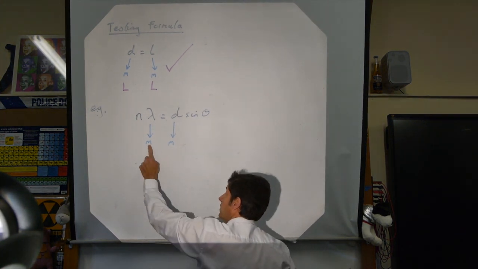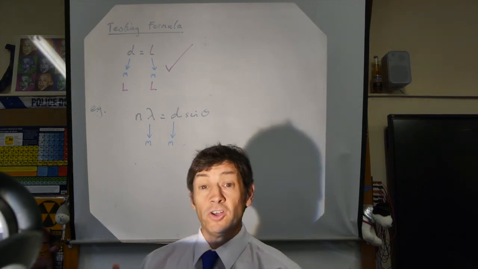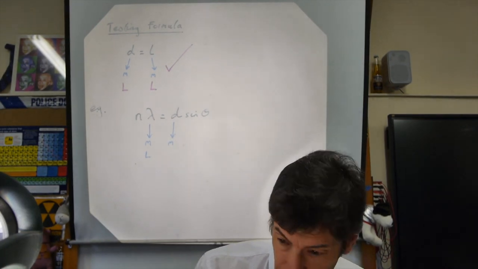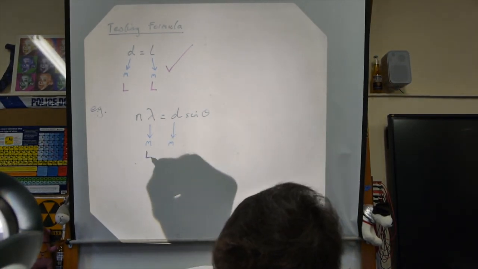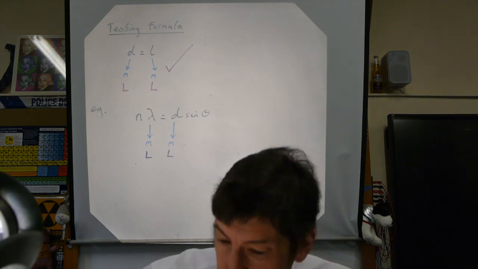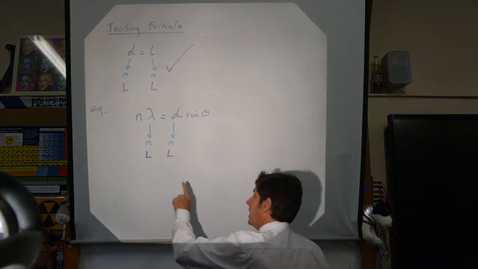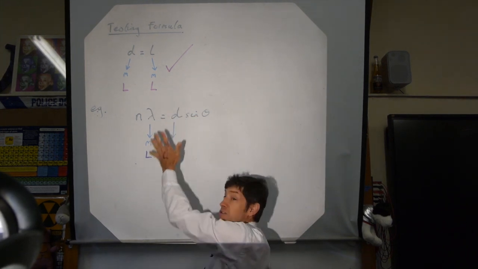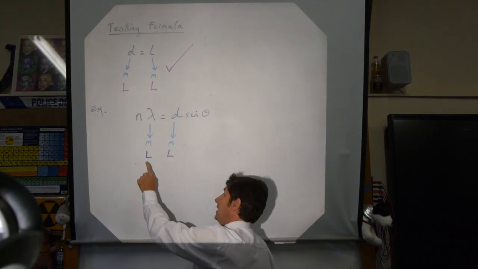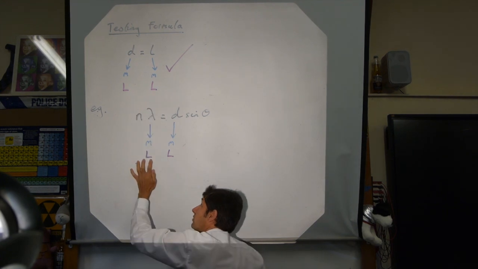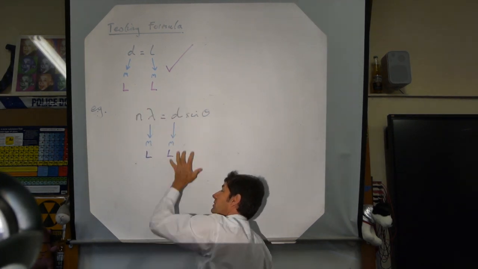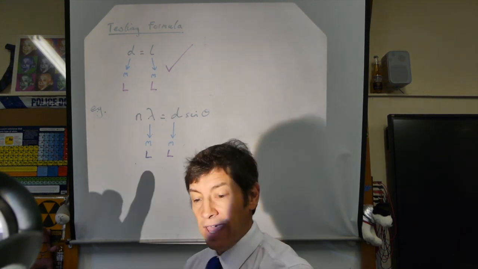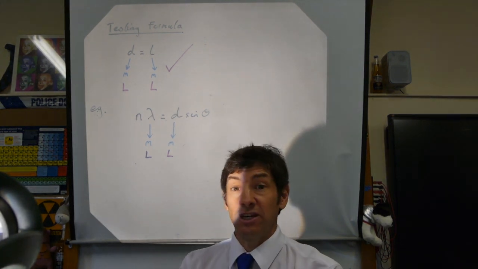So meters on this side, meters on that side. I prefer to do it in terms of dimensions. Length on this side, and length on that side. So this formula is dimensionally consistent. It may be missing a constant, which it isn't, but it is a measurement of length on this side must be equal to a measurement of length on that side. So we've checked that this formula is dimensionally consistent.